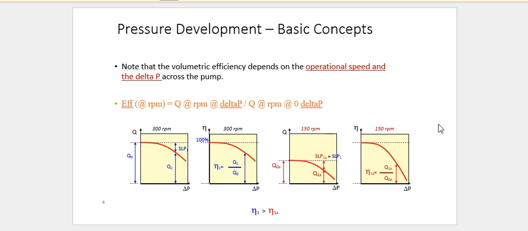So now let's conclude that the efficiency of any pump increases with increasing RPM, because the slip is only dependent on delta P, regardless of the speed of the pump.